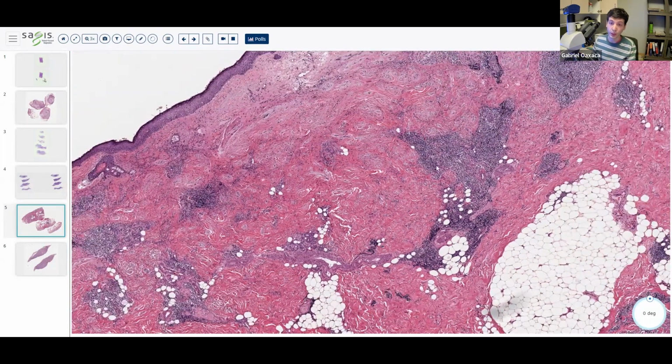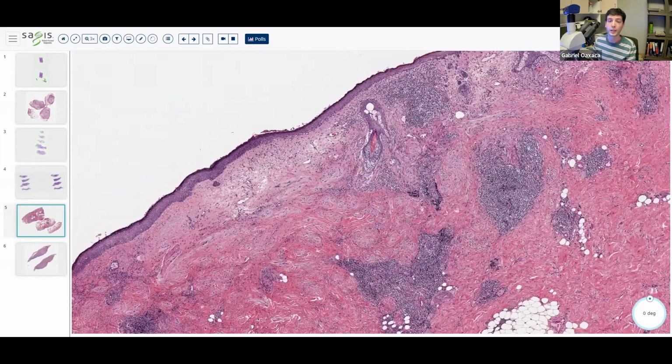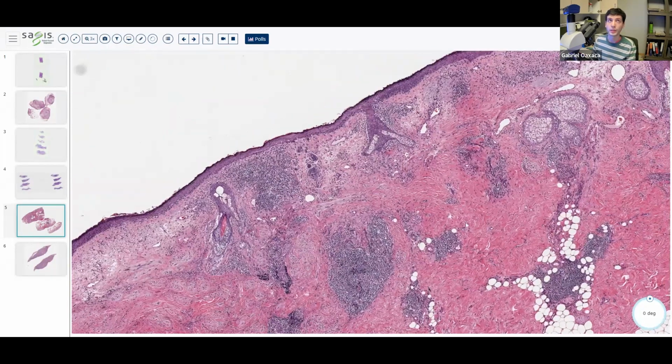However, a very important note to remember about desmoplastic melanoma is that almost by definition, it will lose its melanocyte-specific markers. So it will be negative for HMB45 and MART1.